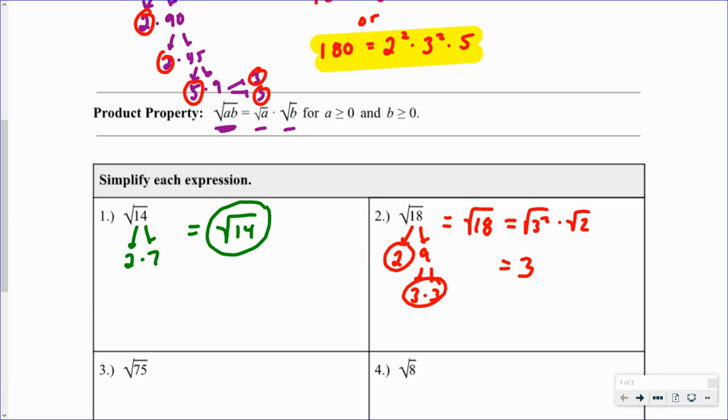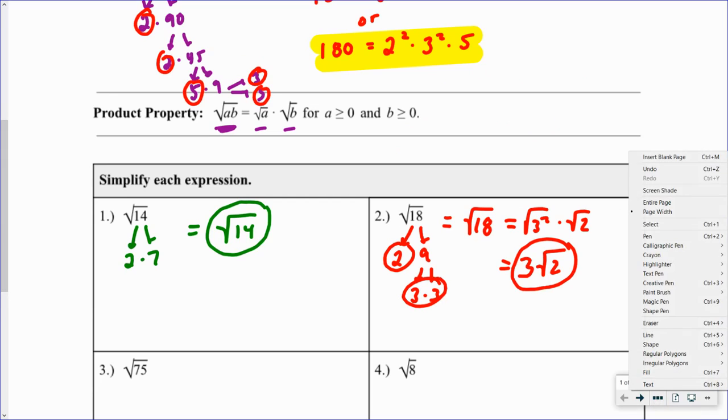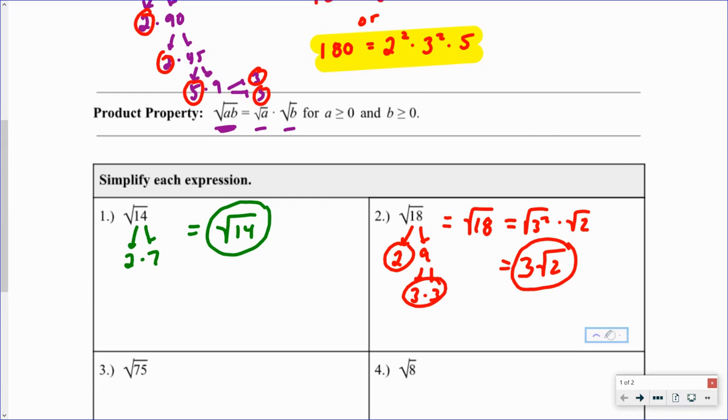The square root of 2, 2 is a prime number. It doesn't have any factors besides 2 and 1, so we can't reduce that any further, just like the square root of 14 in problem number 1. So the square root of 18 is equal to 3 times the square root of 2. So this would be the exact value. Again, you could take a decimal approximation of that if you want to. It depends on the scenario. It depends on the directions. Square root of 75. Let's take a look at that one.